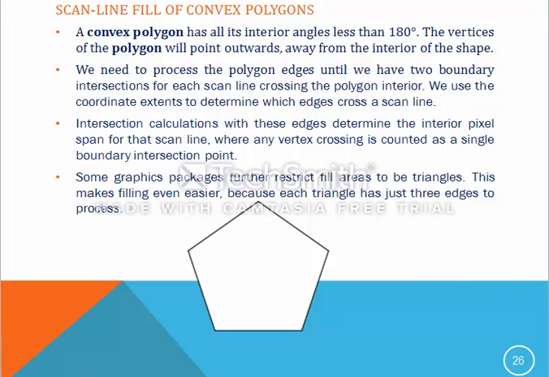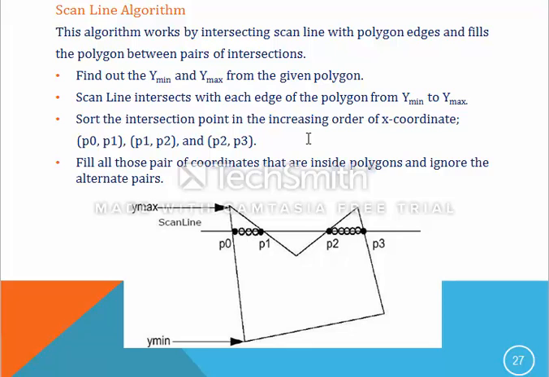Some graphics packages further restrict fill areas to be triangles. This makes filling even easier because each triangle has just 3 edges to process. This is the scanline algorithm. The algorithm works by intersecting the scanline with the polygon edges and fills the polygon between pairs of intersections.